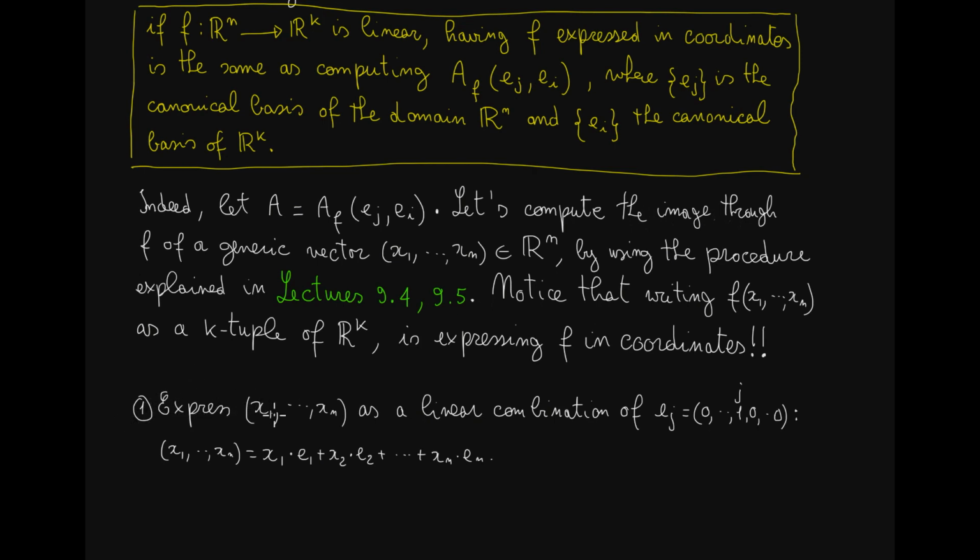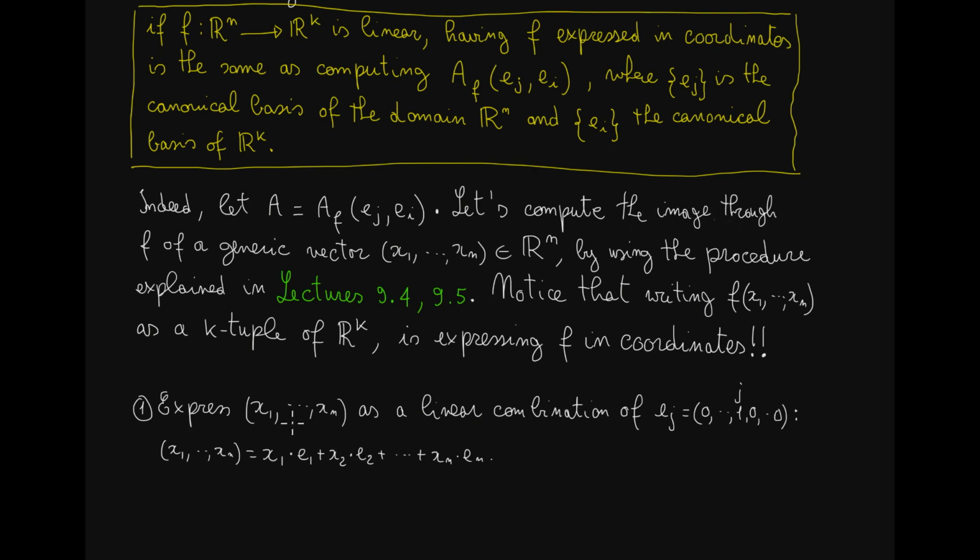First step, express (x1, ..., xn) as a linear combination of the basis that we have chosen of the domain, in this case the canonical basis. So we want to find the coefficients of this expression. Remember that the coefficients were denoted by lambda i's in lectures 9.4 and 9.5. And so we want to find lambda i's such that this vector on the left hand side equals lambda 1 times e1 plus lambda 2 times e2 and so on.